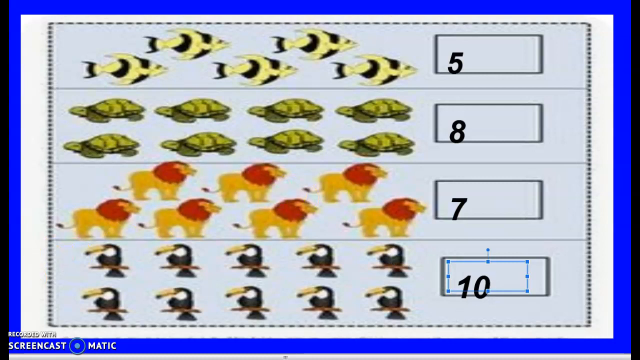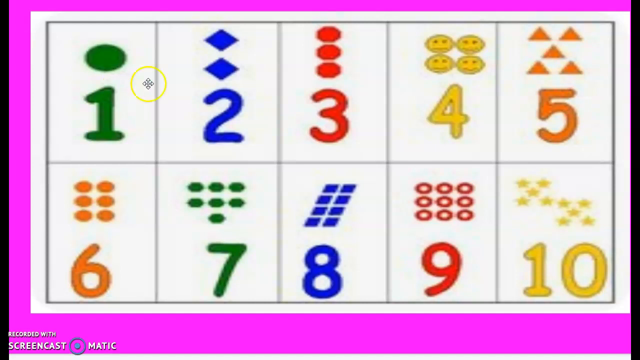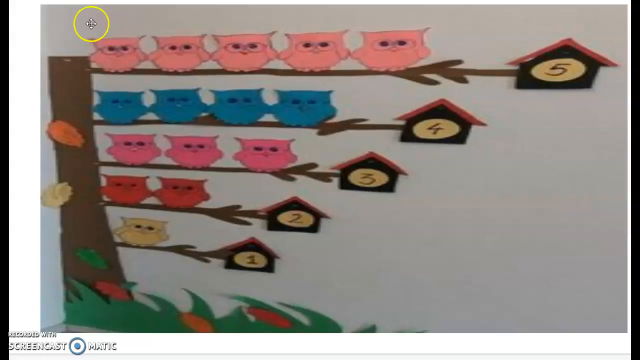So what did we do today? We did count and write. You have to count the objects and then you have to write the number. So first we will count the objects and then we will write the number. पहले गिनती करना है कितना objects है and then we will write the number. फिर number लिखना है. Okay?